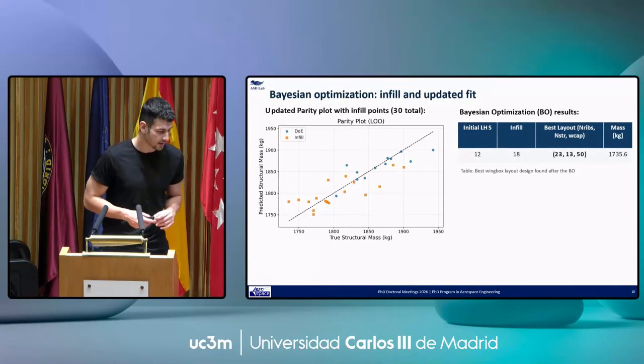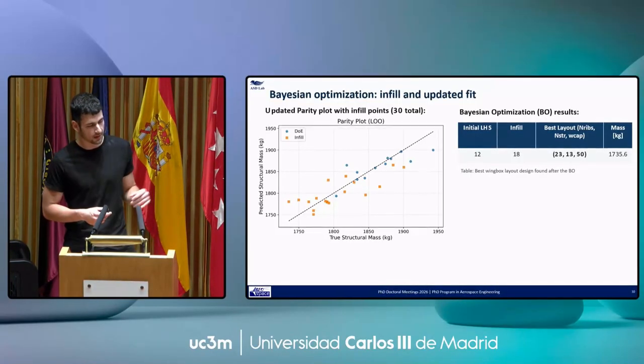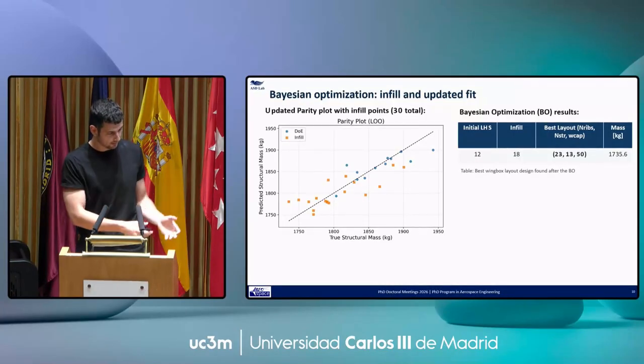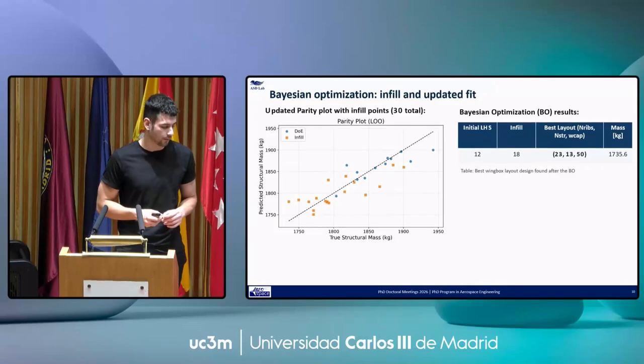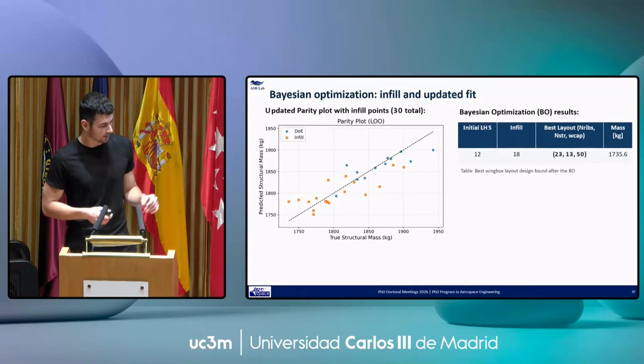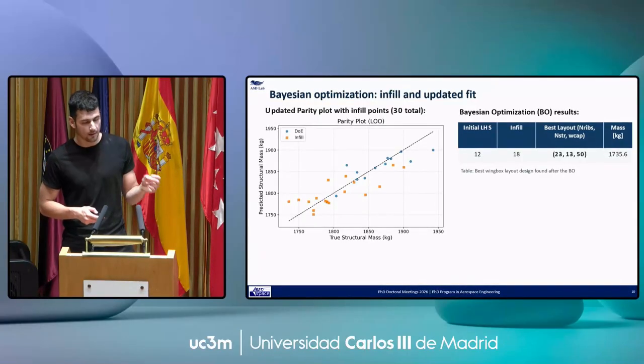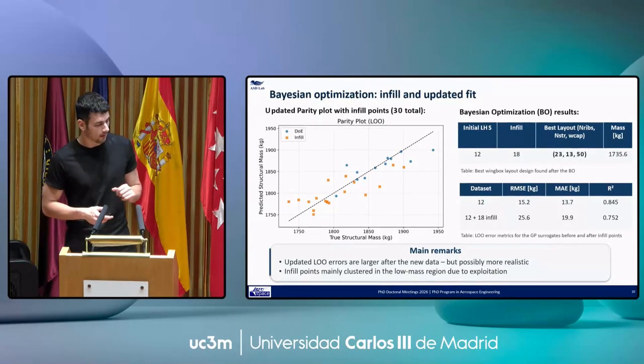After the Bayesian optimization, which is run for a total of 18 more layouts, we concluded to have the best layout of 23 ribs, 13 stringers, and a spar cap width of 50 millimeters. And in the parity plot, you can see the orange dots being the new infill points.